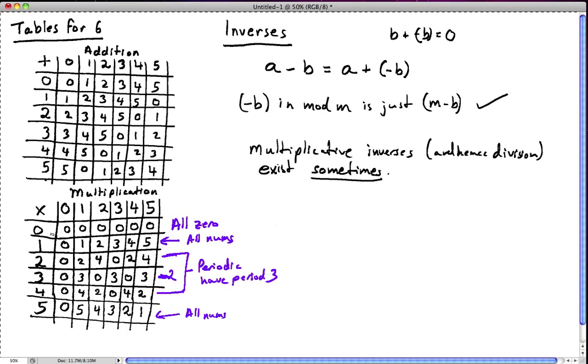2 and 6. What is it about 2 and 6? Well, actually 2 divides 6. So is that what it is? Is it about being a factor of 6? Well, certainly that will work for 3. 3 divides 6. But 4 also doesn't have a multiplicative inverse, and 4 doesn't divide 6. So it can't just be that.